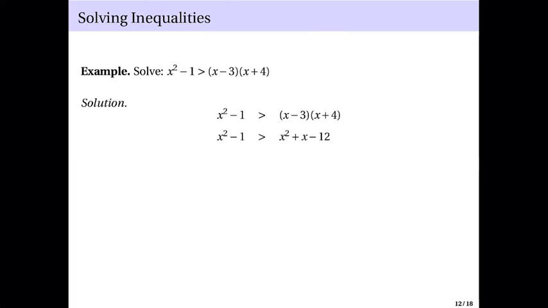So first, we multiply x minus 3, x plus 4, and we will obtain this expression here, x squared plus x minus 12. On the left-hand side, you still have x squared minus 1, and you have the greater than symbol. It's retained because here, you just expanded this product. Okay? And then notice, on the left-hand side, you have x squared. On the right-hand side, you also have x squared. So they can be canceled.